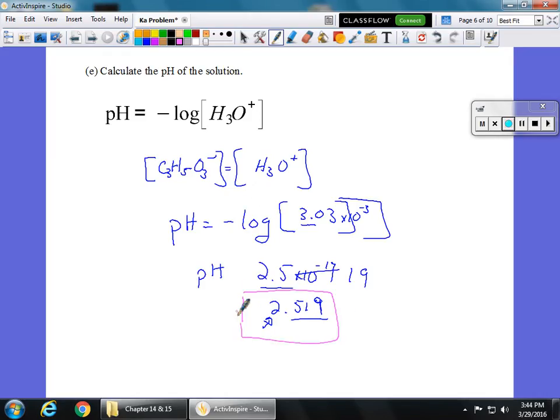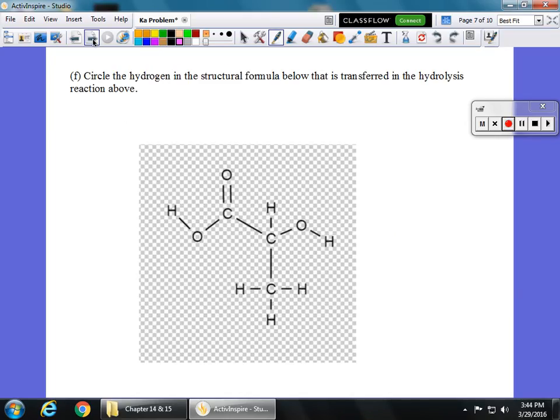Okay, and let's just tackle this last part of the question. This one asks us to look at the structure. You're given the structure of the acid. So you're given lactic acid. We see that it's a 3-carbon acid. The formula was given to us before, but not the structure. So now we're looking at the structure.